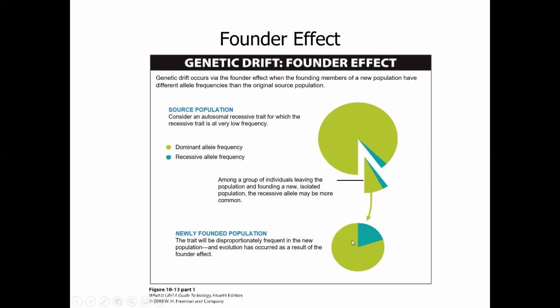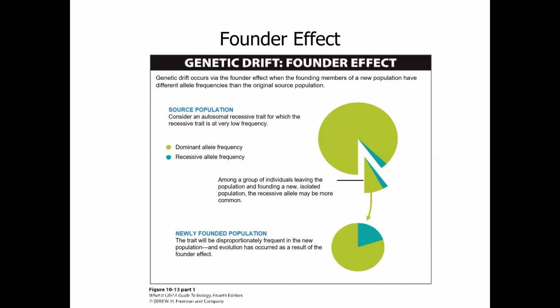So now we have a new population that has a certain portion of the dominant allele, and now a larger portion of the recessive allele. So by founding that new population from individuals leaving and forming their new population, we now have a different ratio of dominant allele expression to recessive allele expression. So that's the first way that genetic drift occurs.